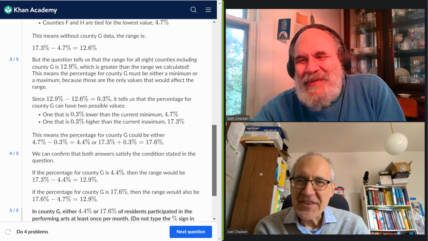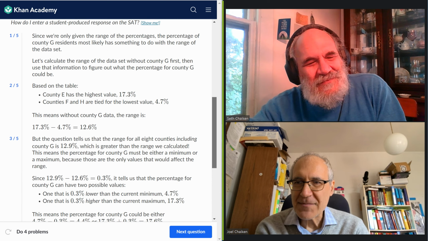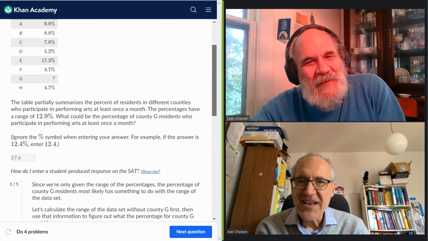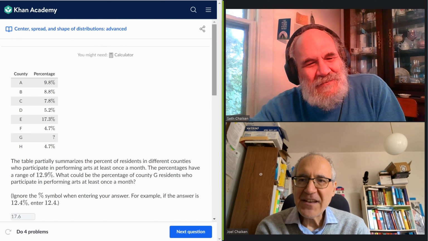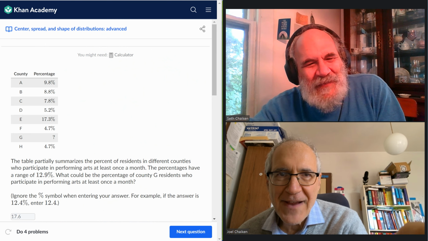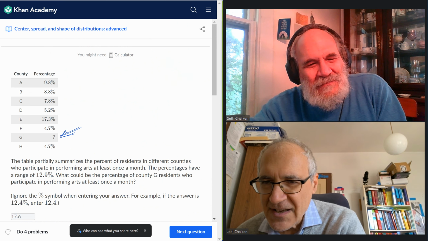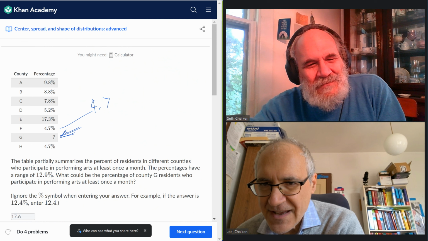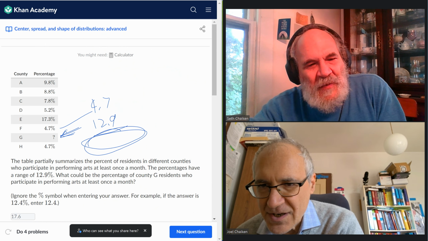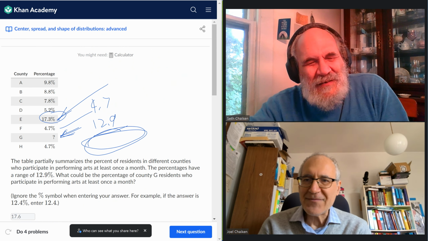Okay. Well, the other thing, I don't know what they're doing here. They're wasting everyone's time, as far as I'm concerned, on these first few steps. Just figure out what this number has to be, adding 4.7 to 12.9, and if this number here is higher than this number here, then that's the answer. You don't have to do this pre-investigation.